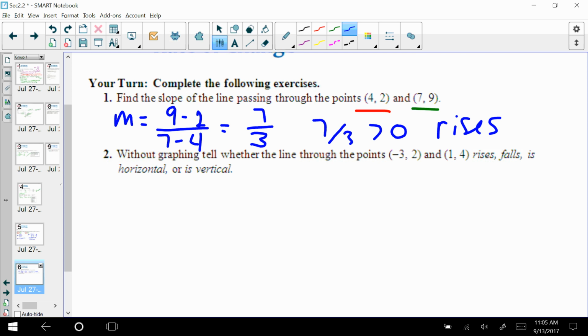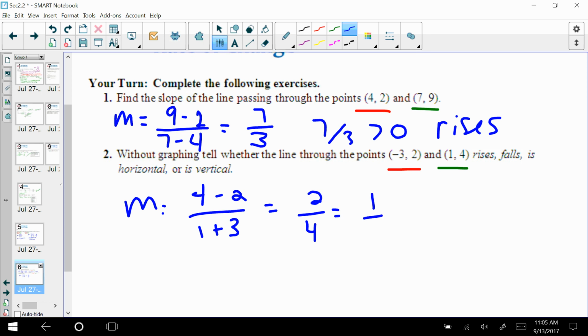In the second one, again, we can call this x2, y2, and this x1, y1. So our slope m equals 4 minus 2 divided by x2, which is 1, minus a negative 3, which is 1 plus 3, and we get 2 over 4. And we can simplify that as 1/2. And 1/2 is positive, therefore it rises from left to right.